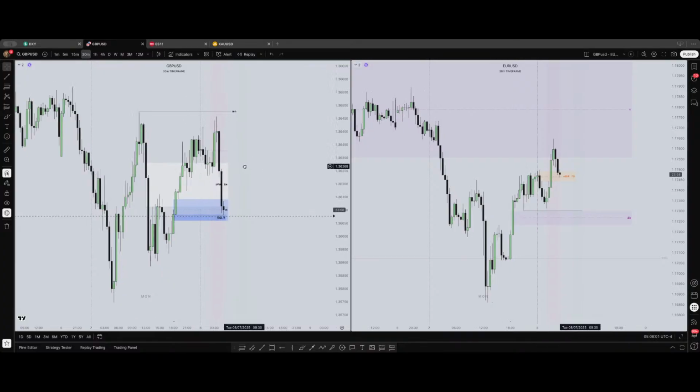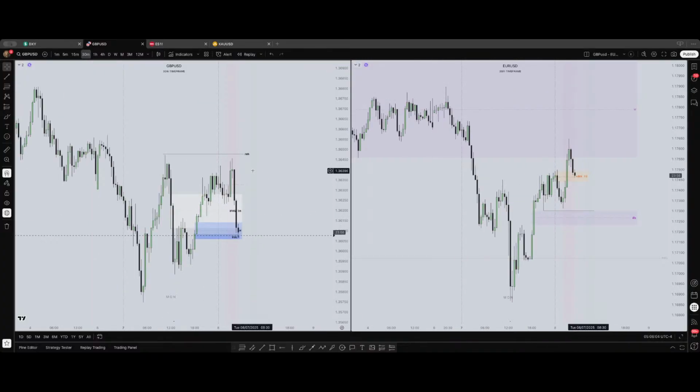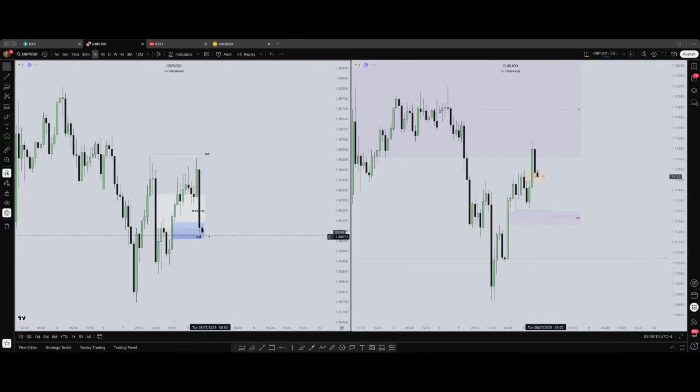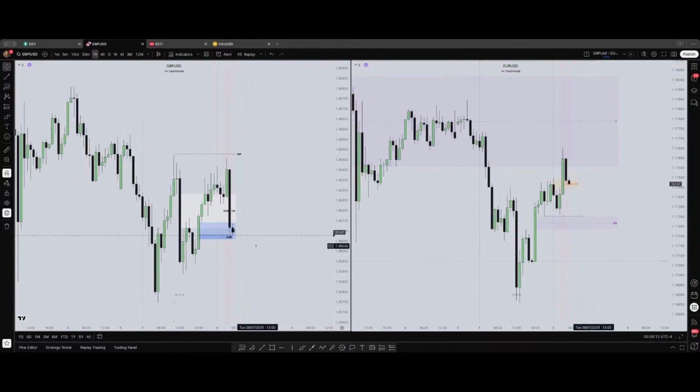So far, I would like to say that, let's go to 1 hour, that we are still bullish, no? But we need to wait.